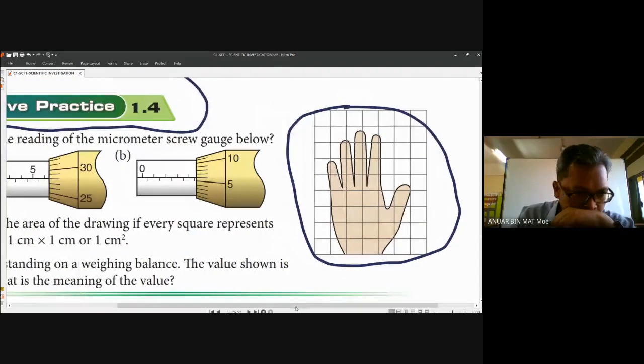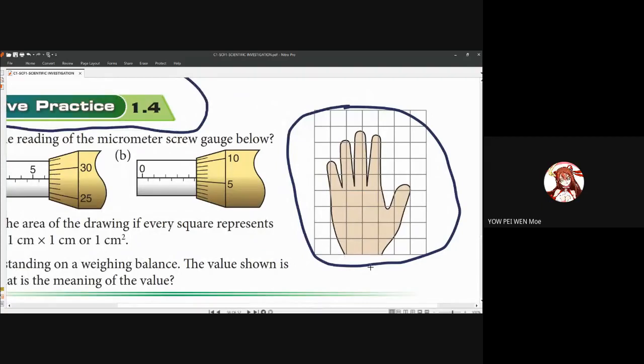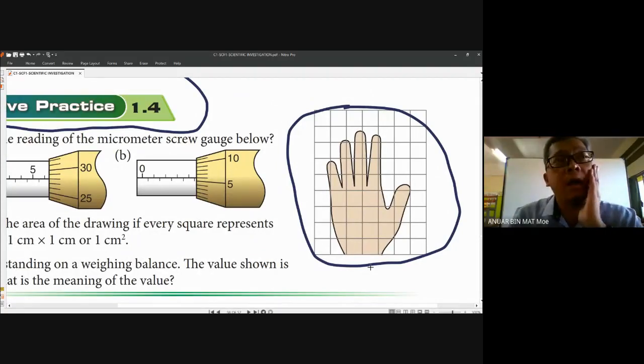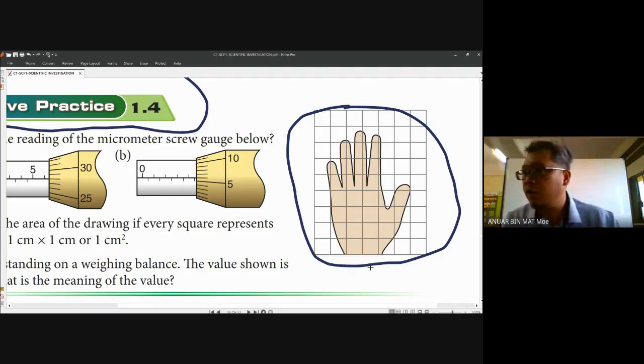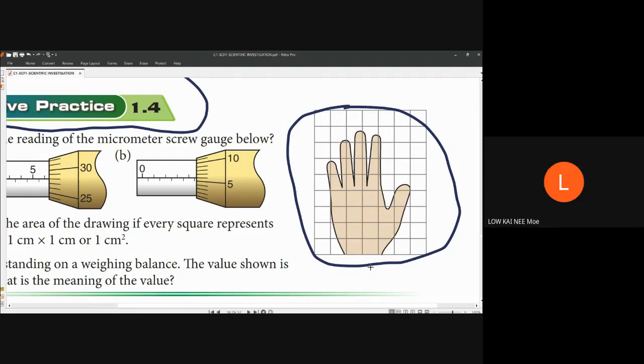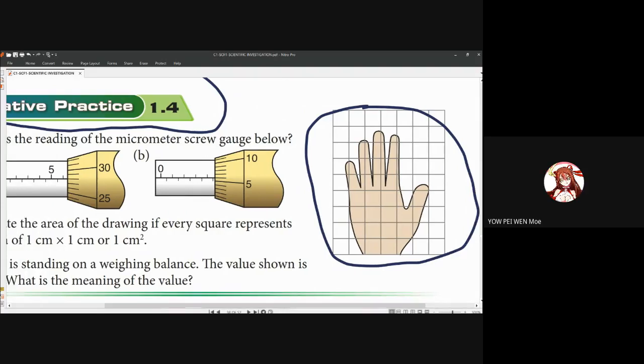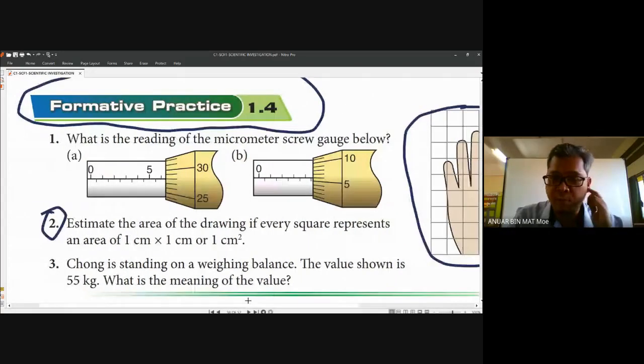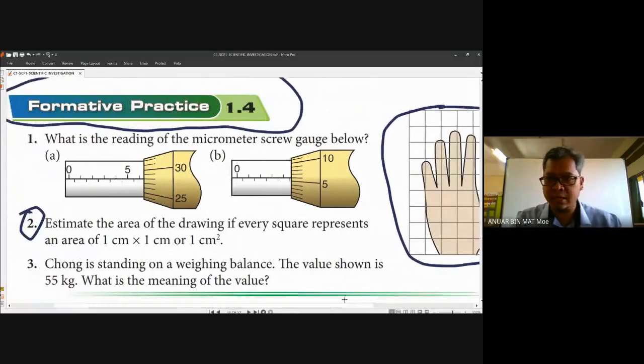No graph paper. Okay, if no graph paper, I think the mathematic notebook you can also use, the square book, yang buku latihan matematik. You can use that paper as well. Is it okay? Yes. Okay, you try to do the formative practice 1.4 first. Kamu cuba buat ini dahulu, and then if you have any problem, you can ask me.